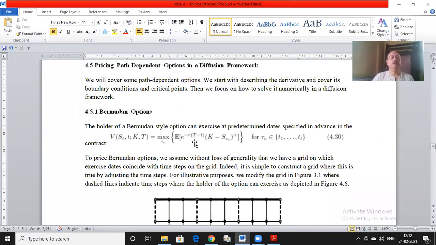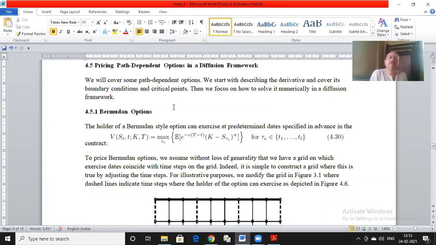So now our topic of discussion is pricing path-dependent options in a diffusion framework. And we will basically cover Bermudan options and barrier options, because these are our favorite examples. We have used them before also. And if you understand these issues, then other contracts can also be handled. These are good canonical examples.